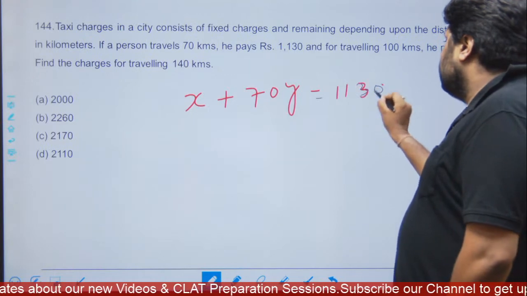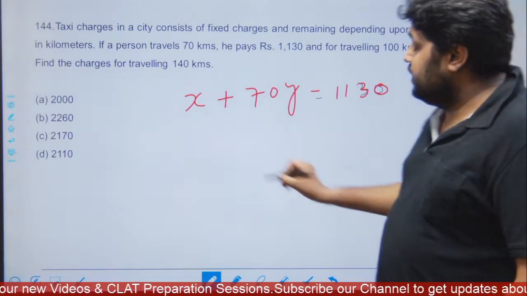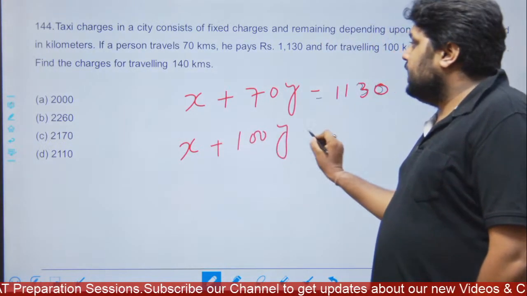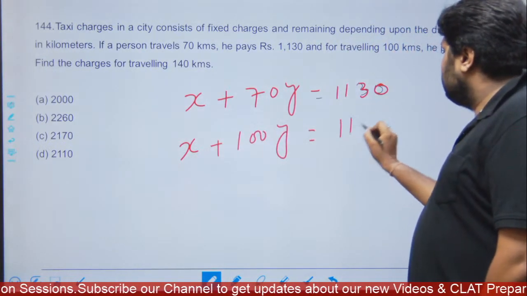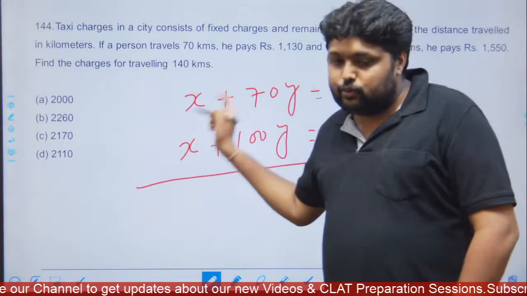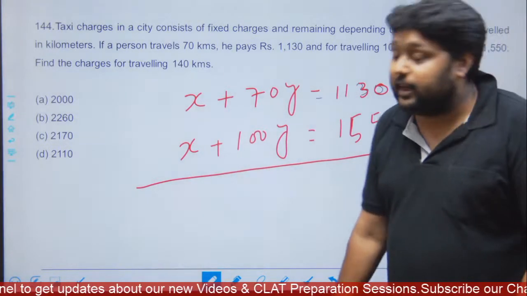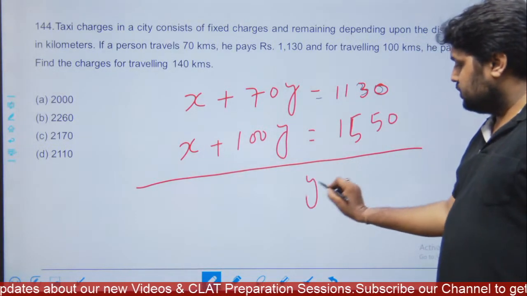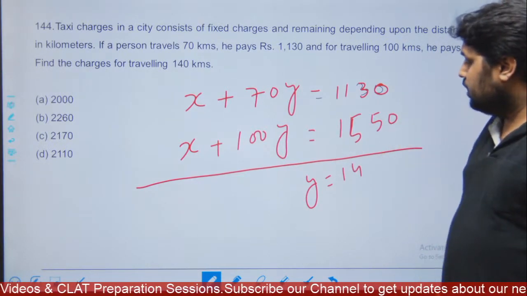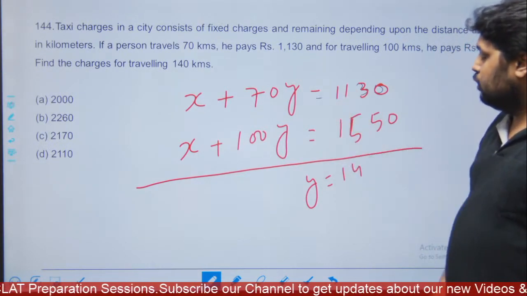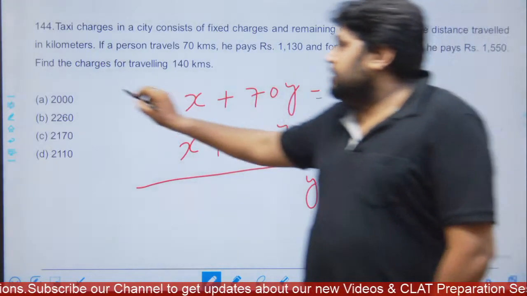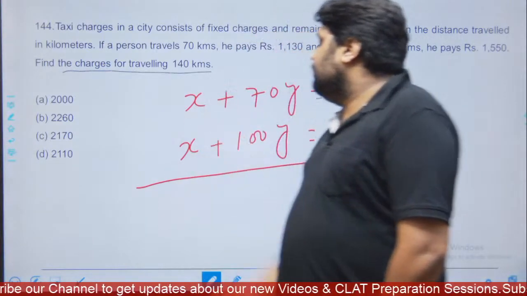And if you are traveling 100 kilometers, so X plus 100Y is equal to 1550. You have to pay 1550. If you solve these two equations, you will get the value of X and Y. I think the value of Y is 14. Yes, 30Y is 420, so Y is 14, and if you put the value of Y, you will get the value of X. And now you have to find the charges of traveling 140 kilometers.